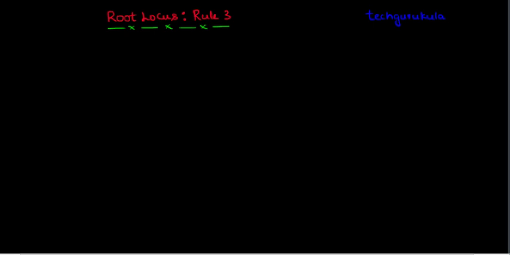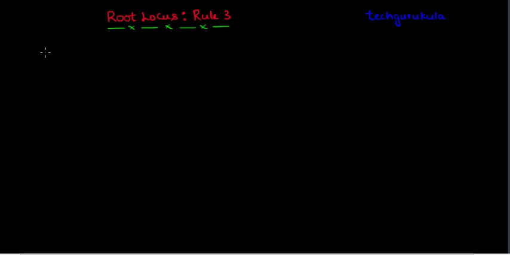In this video, we're going to see rule number 3 in root locus of control systems. The statement for this rule number 3 is: a point on the real axis lies on the root locus if the number of open loop poles plus zeros on the real axis to the right of this point is odd. Let's see the proof for this.